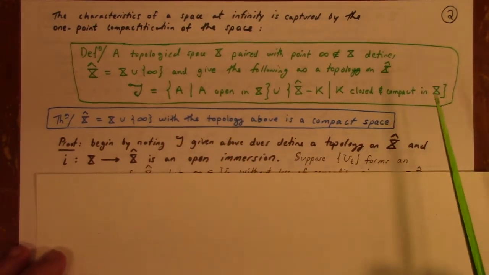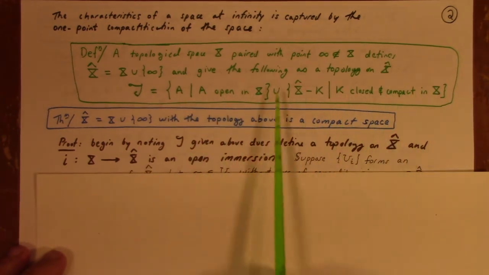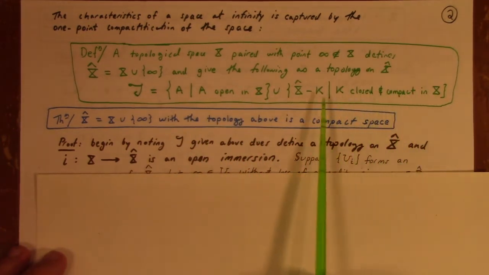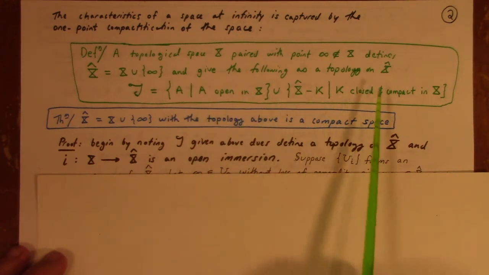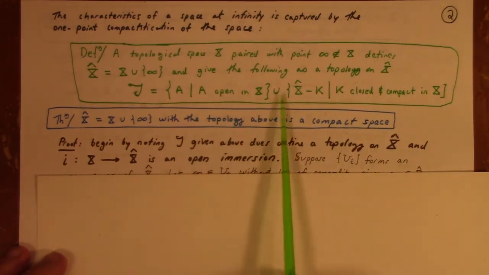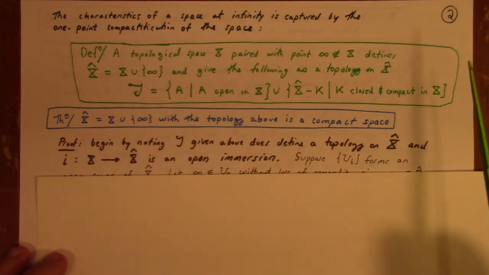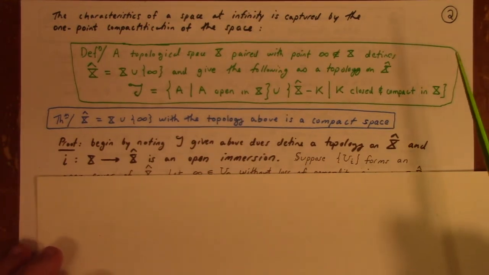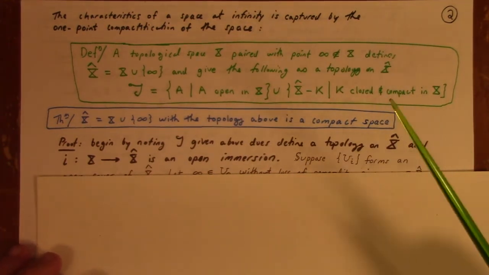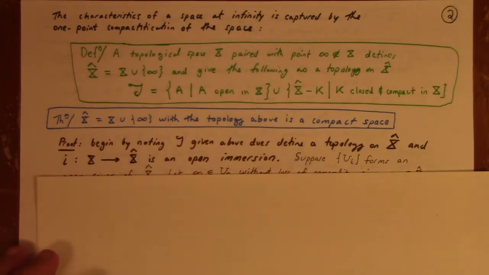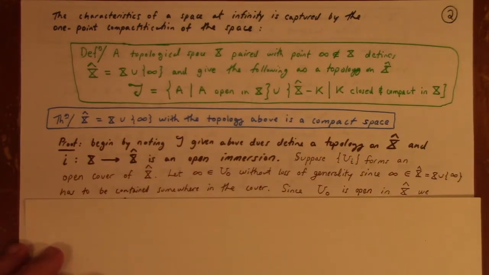It is not immediately obvious that this is a topology, but you can check. Arbitrary unions and finite intersections of these things are, again, things of the same type. And of course, it's got the whole space and it's got the empty set. So yes, it is a topology. But anyway, let's do the interesting part. Why is this one point compactification compact?